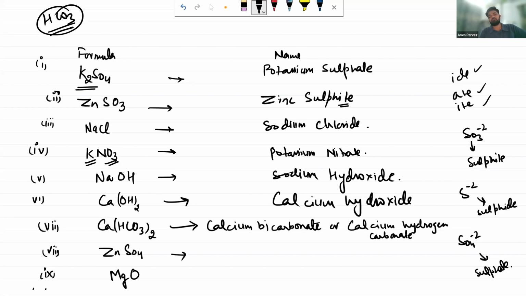What's the name for this one? Tell me. Zinc sulfate. This is zinc sulfate. Okay. What's the name for this one? Magnesium oxide. Magnesium oxide.